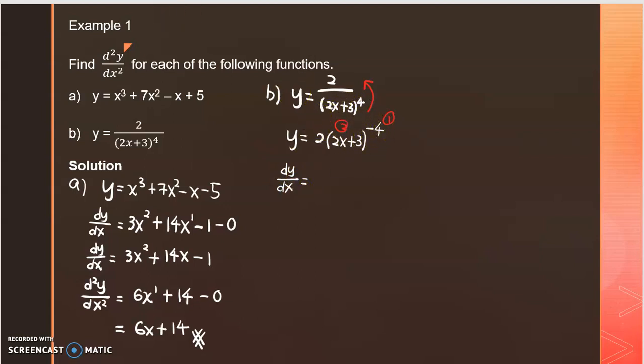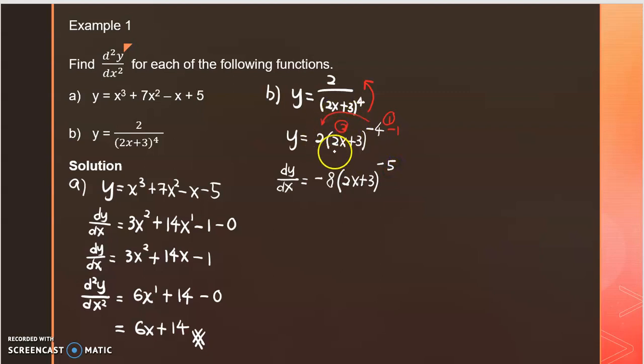Bring the index up front and then reduce the index by 1. So from here, dy/dx will become negative 4. When I bring it to the front, it will multiply with 2. So here I should have negative 8. So we will leave the second step alone. So this is 2x plus 3. And then negative 4 reduced by 1 is negative 5.